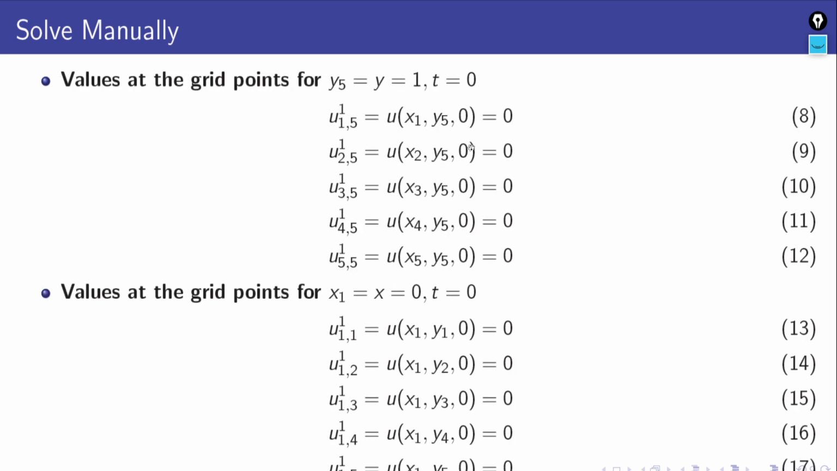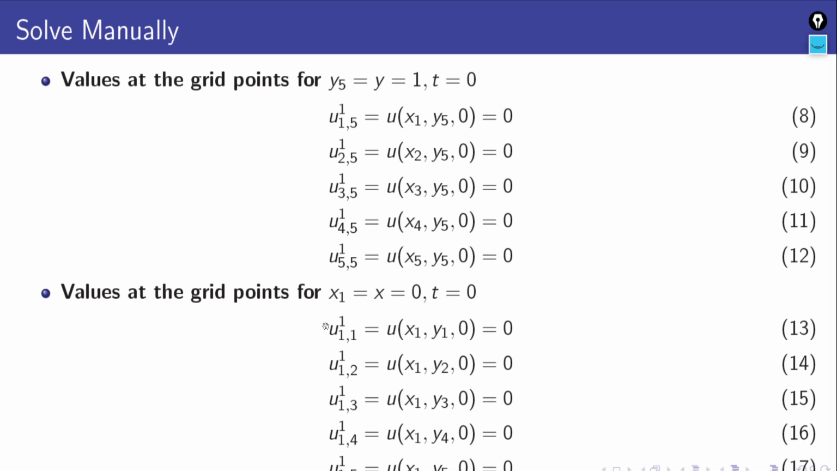Also at the place when we have y5 equal to 1 and t equal to 0, this is the upper boundary. In each case y5 is fixed, and x1, x2, x3, x4, x5 are varying, and all these values will also be equal to 0. Very simply we can check it by using the equation. You will have this value 0.